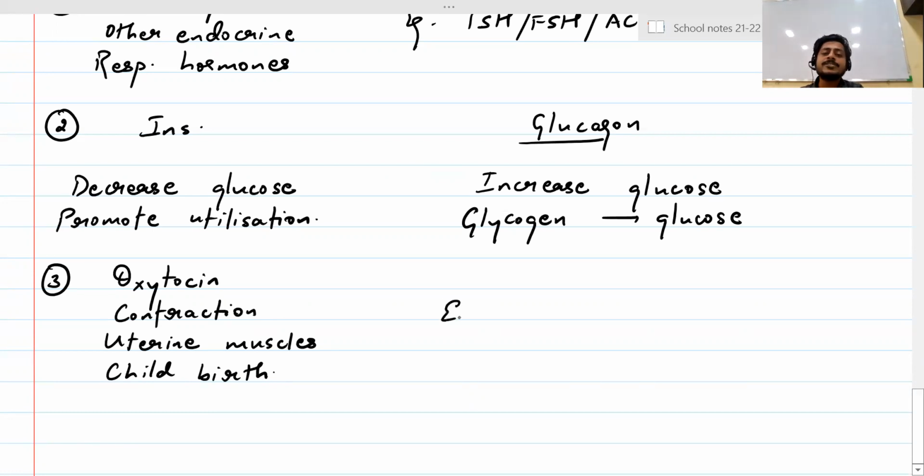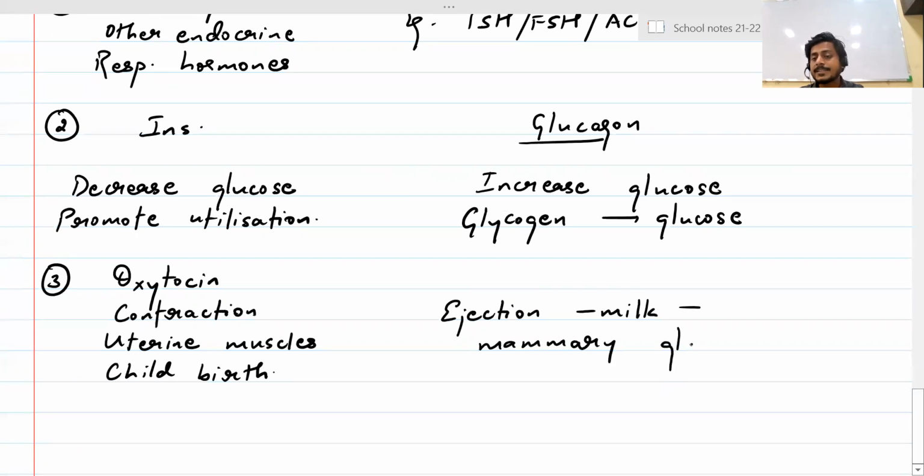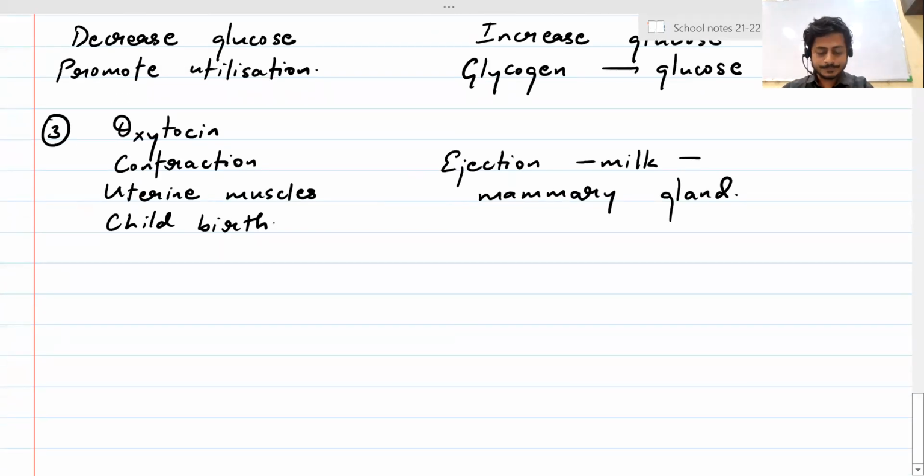The second function is ejection of milk from mammary glands. So it is basically ejection of milk that is coming from the mammary glands. See, production of milk from mammary glands will be prolactin, that is from the anterior pituitary hormone. And ejection of milk, which is release of milk, will be oxytocin.